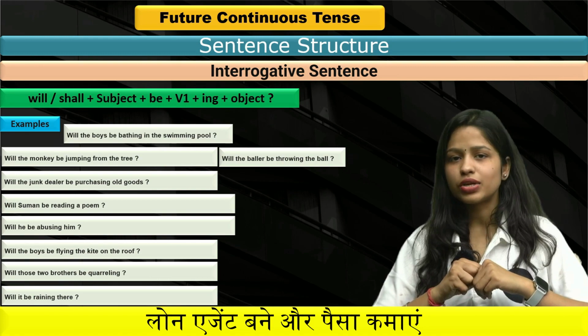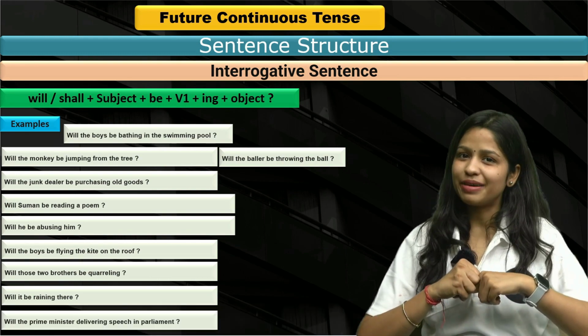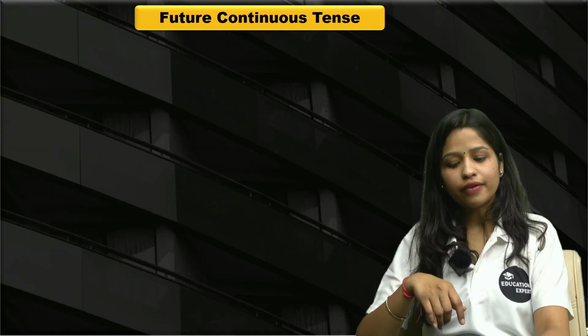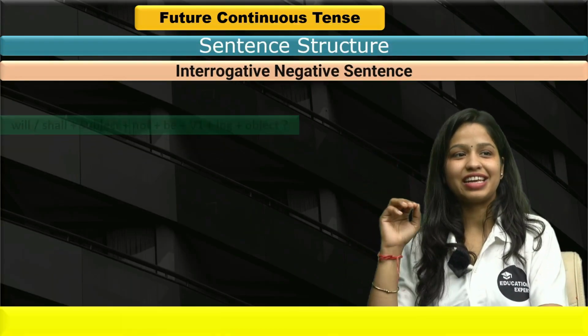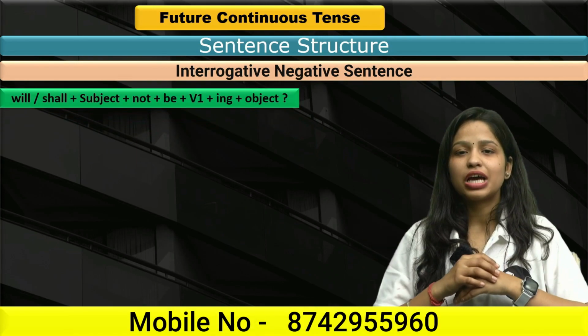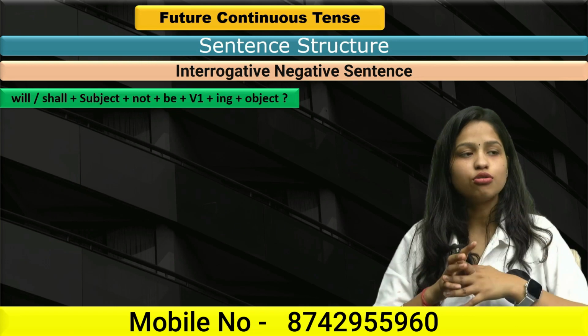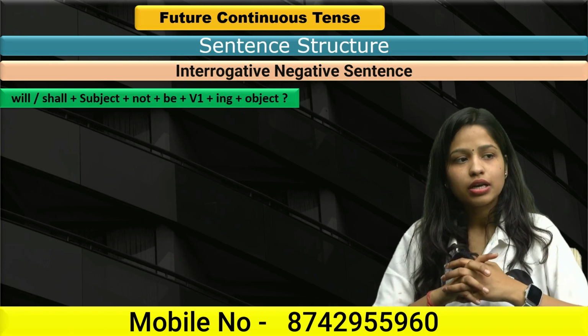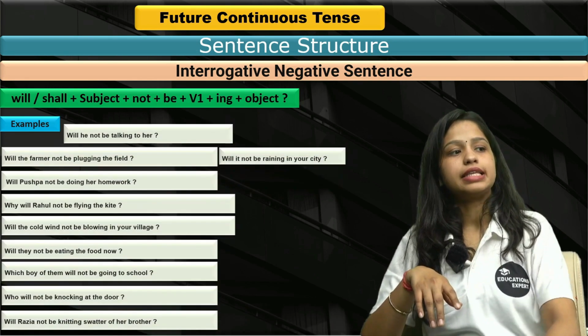Every sentence is very simple, I know, and I'm hoping that you got the topic. Let's move forward. Sentence structure for interrogative negatives: Will/Shall plus subject, just add not here, plus V1-ing plus object, right? So here are the examples.